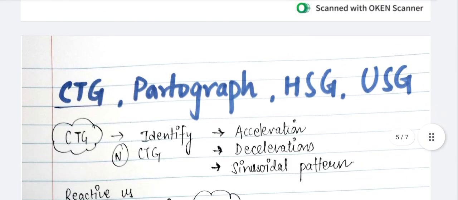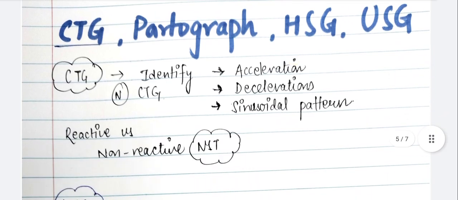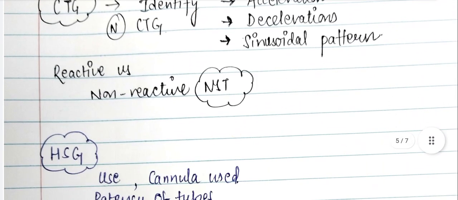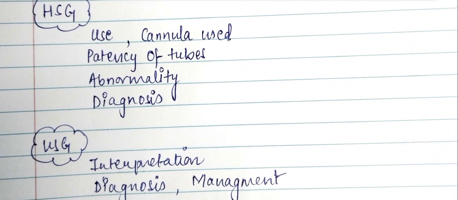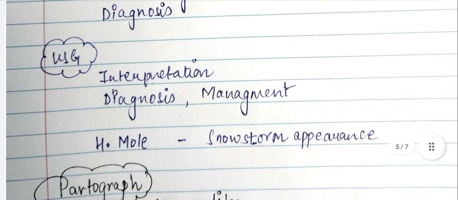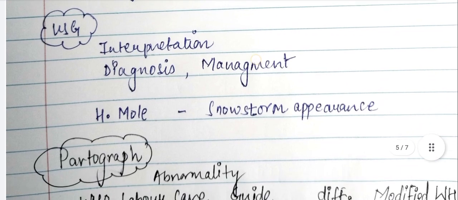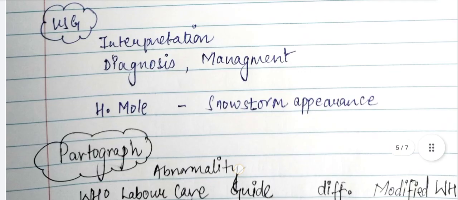Then CTG, partograph, HSG, and USG images that you have to see for the table vivas. In CTG, they'll ask you to identify acceleration, deceleration, fetal heart rate. You should know that, and sinusoidal pattern, normal CTG, reactive versus non-reactive NST. On HSG, they'll ask which cannula you're using, patency of the tubes, abnormality, diagnosis like unicornuate, bicornuate, anything. USG, they'll ask interpretation, diagnosis, and management. Mostly they'll ask H mole, snowstorm appearance.